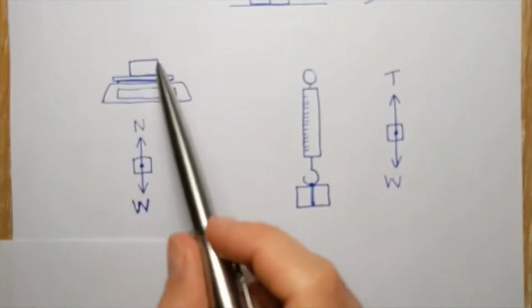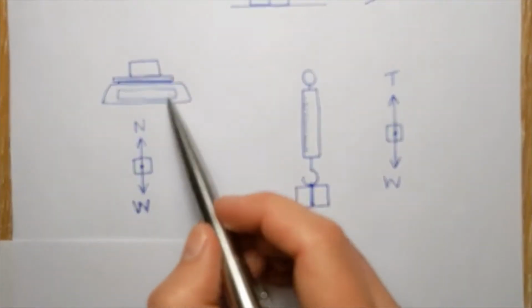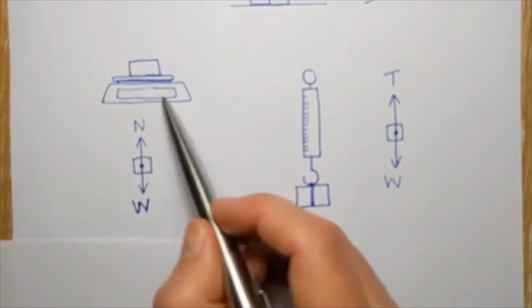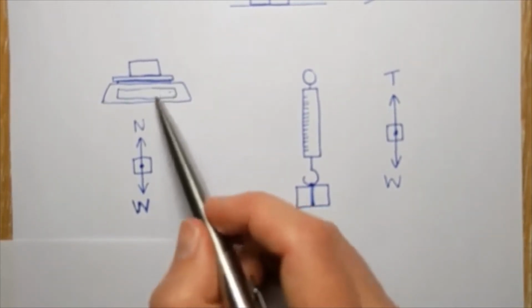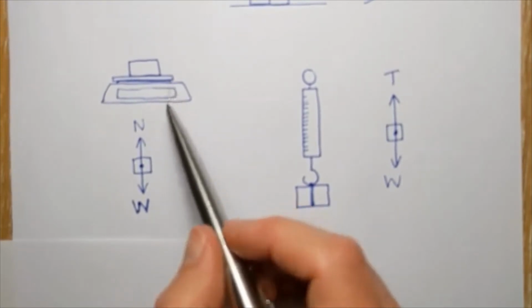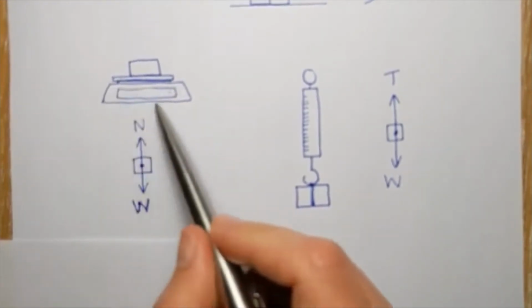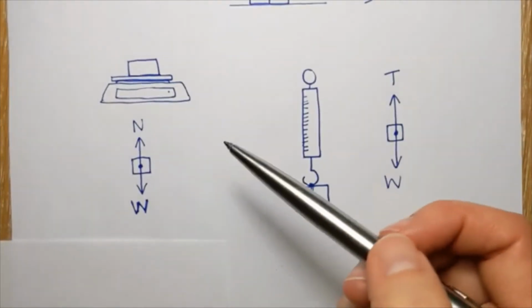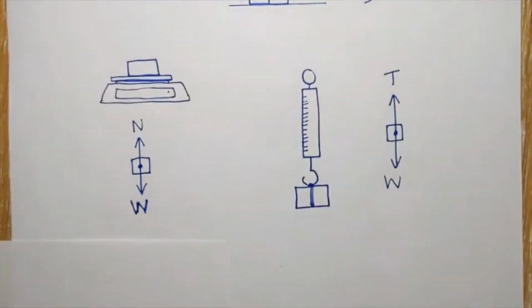The last thing to make clear on weighing scales is that, of course, when you stand on your bathroom scales, it'll actually say kilograms or another unit of mass there, but that's just because it's calibrated to measure the normal contact force and then divide by 9.81 to give you your mass.